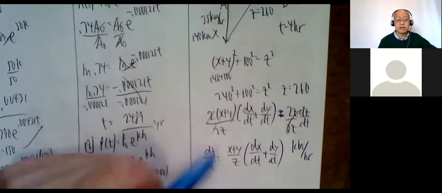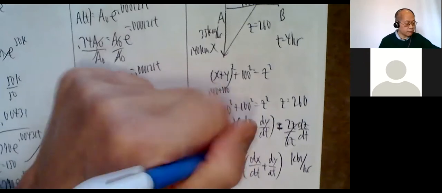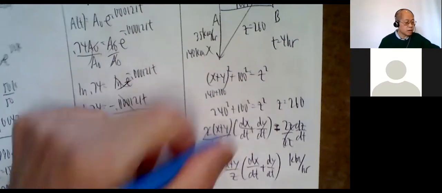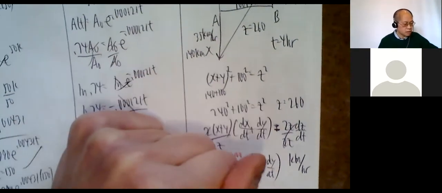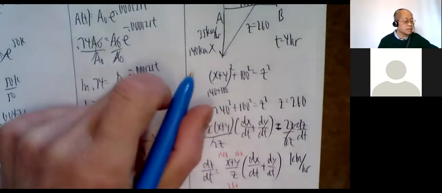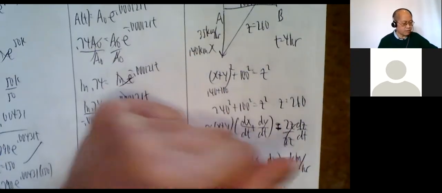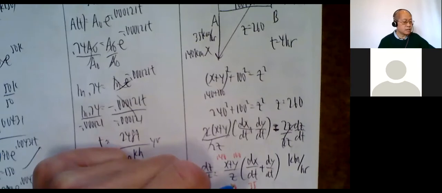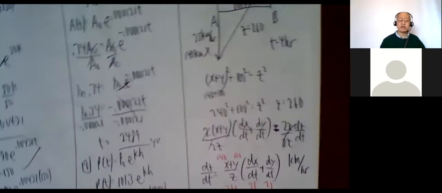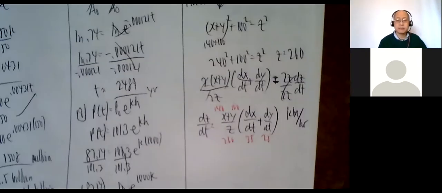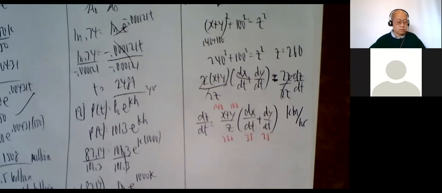And now it's just a plug-in. So let's see, x was 140, y was 100, z is 260, dx/dt is 35, dy/dt is 25, and you can take the rest of that. Okay, 3.1025.